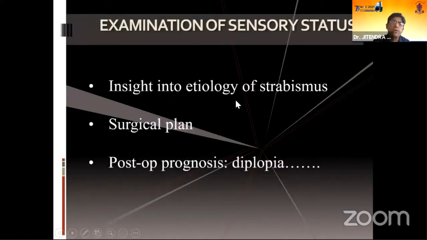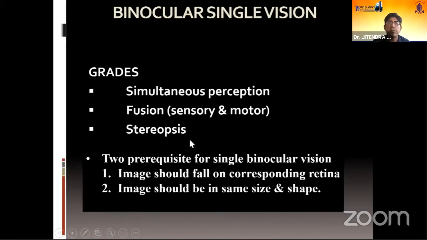Okay. Now we move on to the second part of strabismus evaluation, and that is evaluation of the sensory status. Now, what is binocular single vision? It has been grossly divided into three parts. This was divided way back in the 50s by Worth. Claude Worth was the person who divided this.